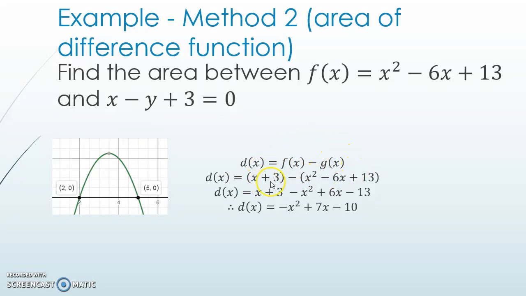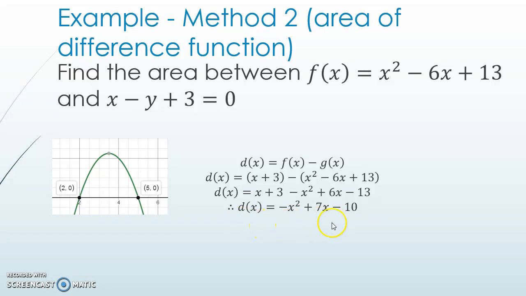So x plus 3, which is our first function, minus x squared minus 6x plus 13. Now remember that minus applies to everything in the bracket, so if we expand it out, x plus 3 minus x squared plus 6x minus 13, group the like terms, and we get negative x squared plus 7x minus 10.